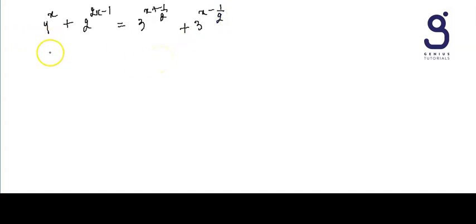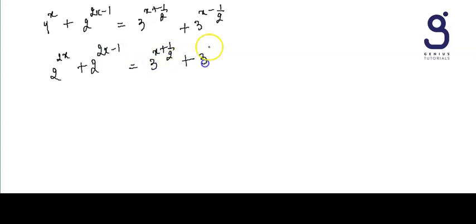First of all, you can write 4 to the power x as 2 to the power 2x, plus 2 to the power 2x minus 1. And the right hand side is nothing but 3 to the power x plus 1 by 2 plus 3 to the power x minus 1 by 2. Now we know that out of 2 to the power 2x and 2 to the power 2x minus 1, the smaller power is 2 to the power 2x minus 1. We can take this common out of this. We are left with 2 plus 1 here.